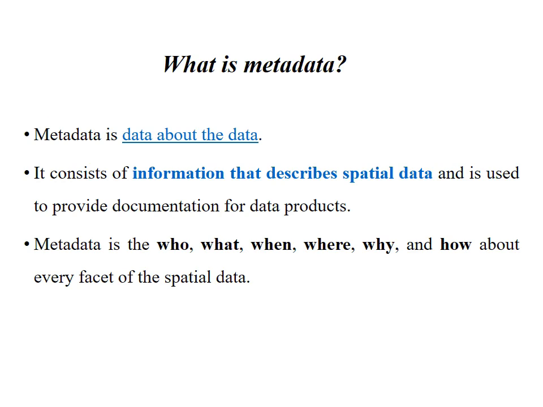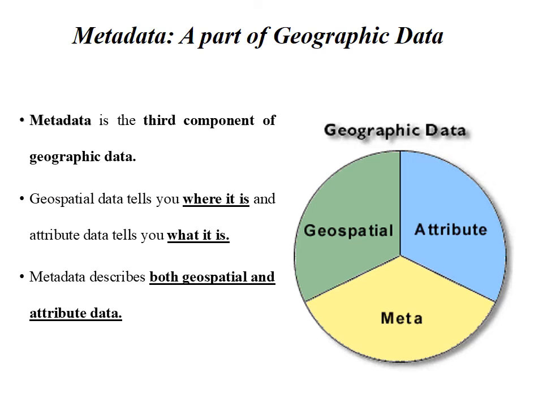This consists of information that describes the spatial data and is used to provide documentation for data products. In GIS, metadata is who has created the data, what the data is all about, when the data has been created, where the data has been created, and how well it is going to represent the spatial information that you are looking at. All that information should be there in the metadata. In all the GIS packages, there is a metadata provision where we can go and look at this information.